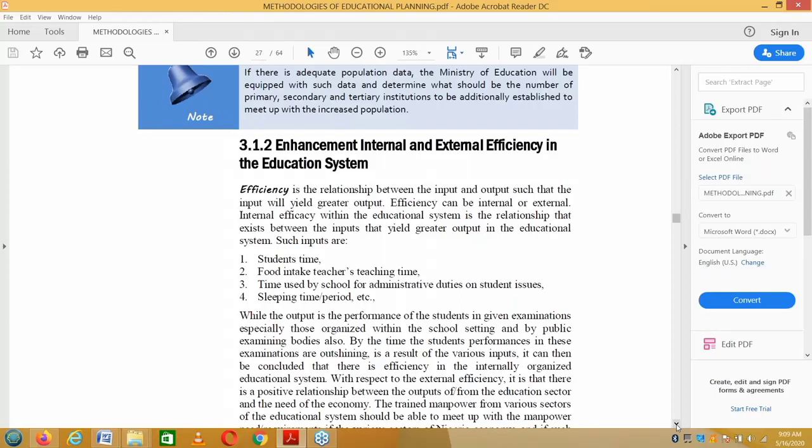Now, it can then be concluded that in the internally organized educational system, with respect to the external efficiency, it is between the output from the education sector and the economy.